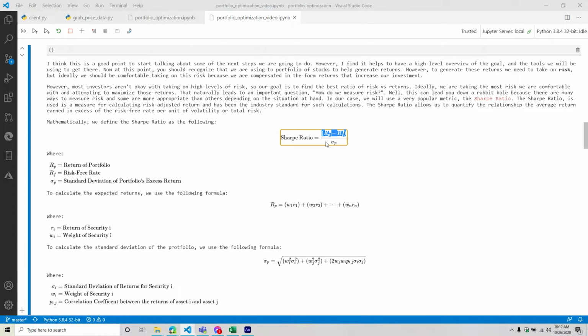However, in order to normalize that and take risk into consideration, we divide that difference by something called the standard deviation of the portfolio's excess return. So basically here we're saying how much volatility is in that portfolio, how many swings up and down do you get? And so the idea here is, do the returns vary an awful lot?